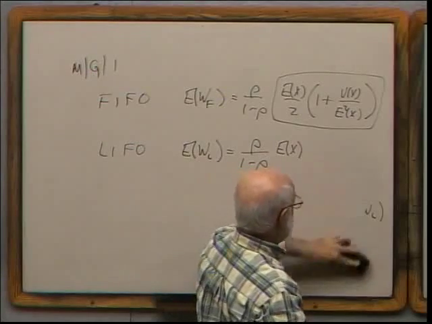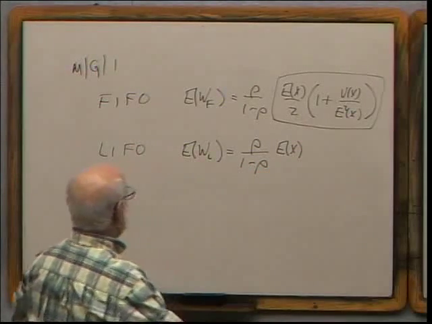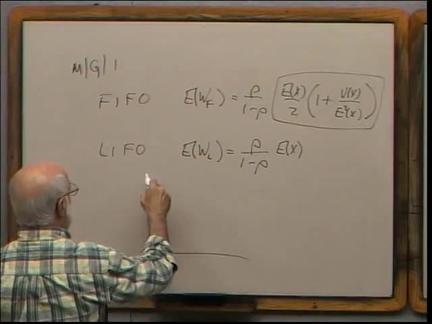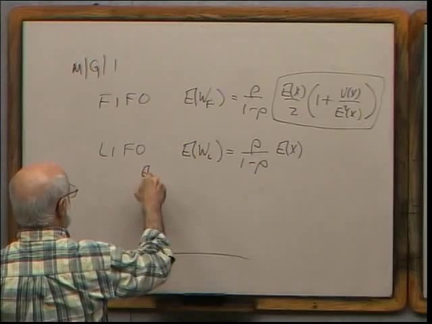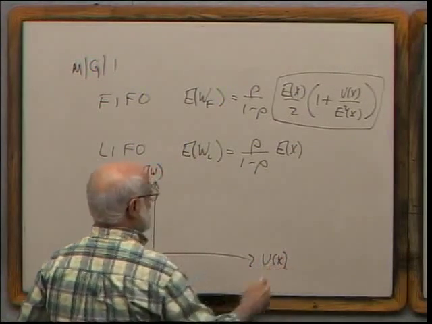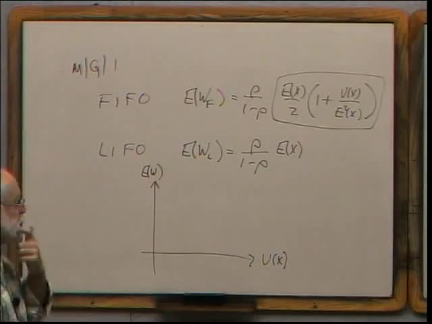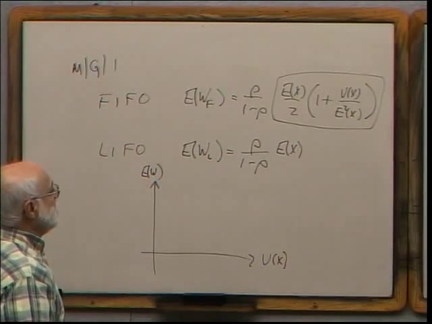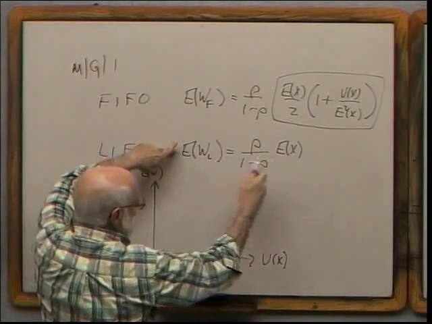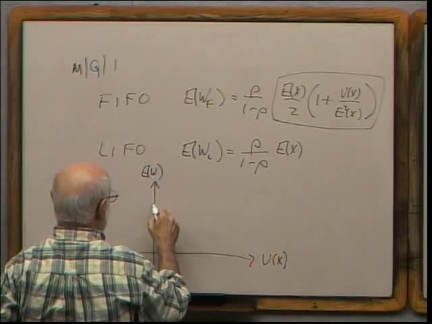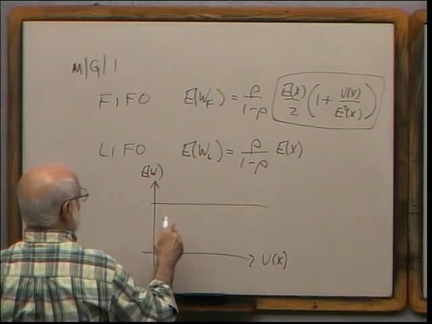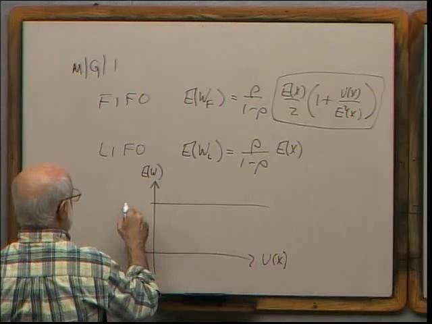Let's see what the answer is. So what I'm going to do here is draw a graph of the average waiting time as a function of the variance of the service times, because that's the only thing that differs between the two. Now suppose that I have LIFO. If I have LIFO, the average waiting time does not depend on the variance. So whatever the parameters are, I'm just going to get a straight line like this. So this is the average waiting time under LIFO.